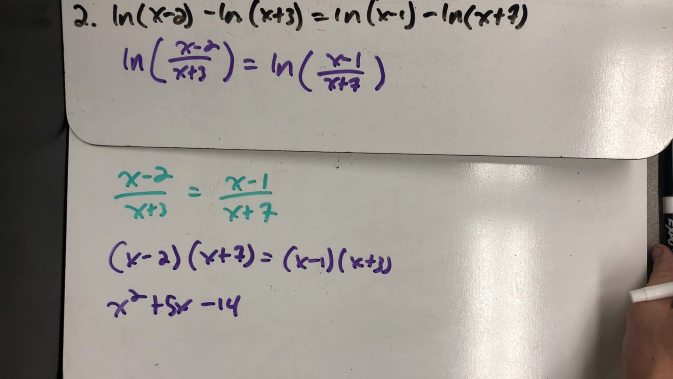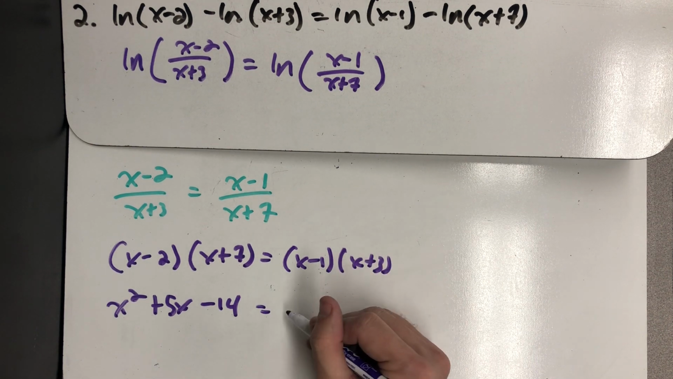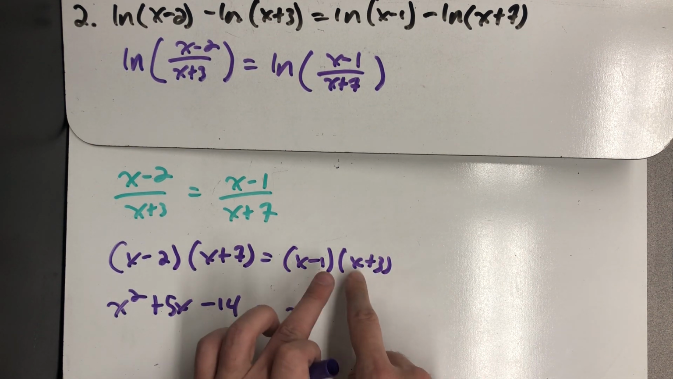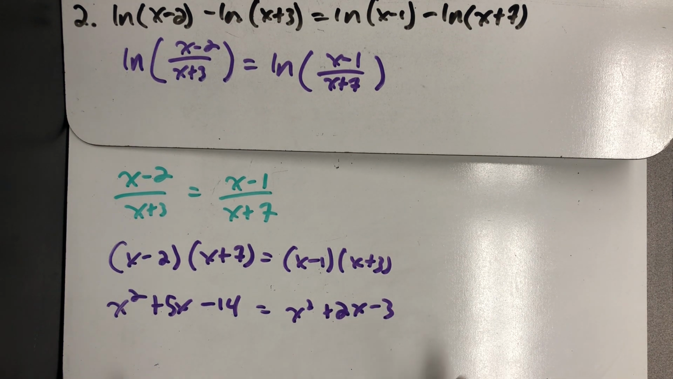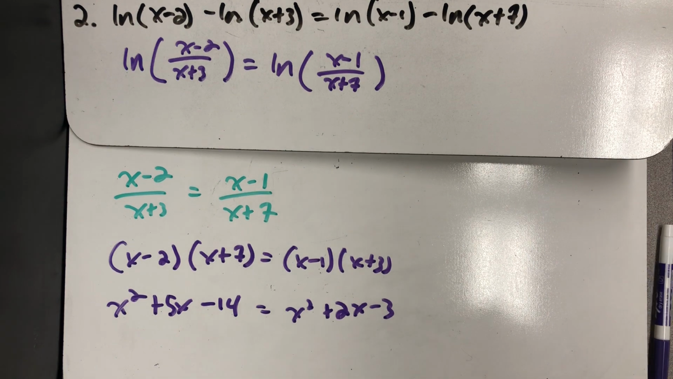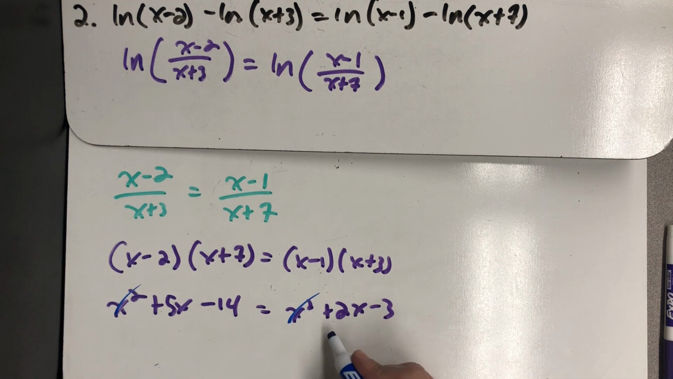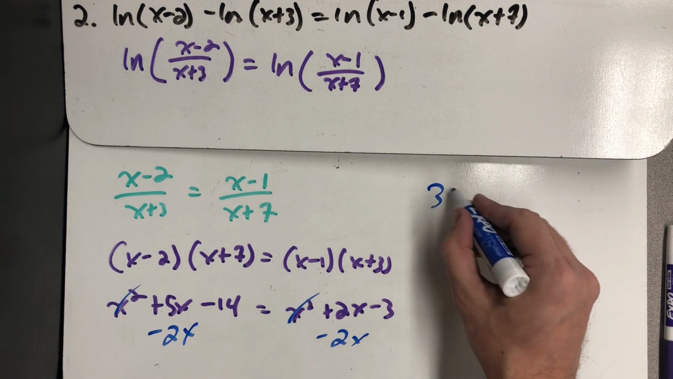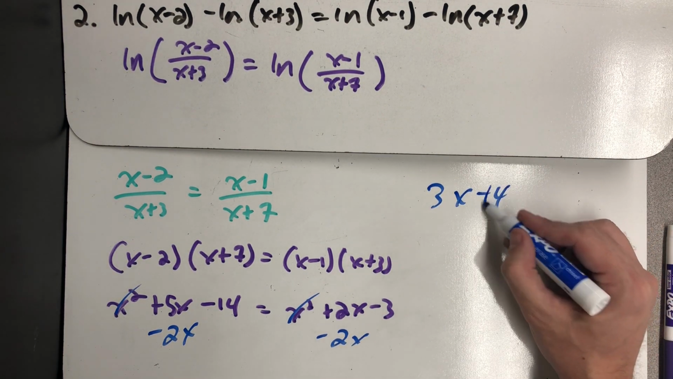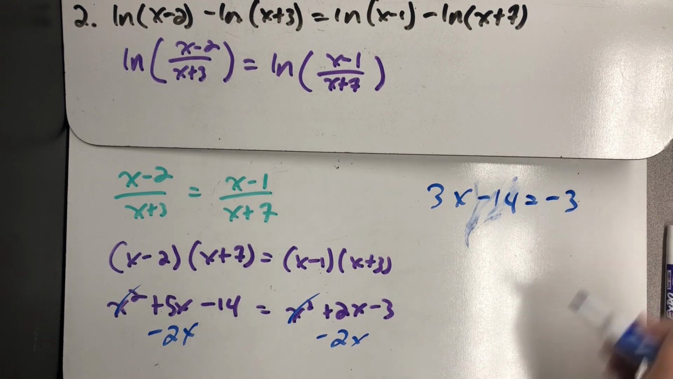All right, after we multiply this side out, we get x squared plus 5x minus 14. And on this side, we get x squared, and let's see, plus 3x minus x is plus 2x minus 3. Well, right now, this looks like a quadratic equation, so I need to get everything on one side. But when I subtract x squared from both sides, I find out those cancel. I can then take 2x away from both sides. And so I'd have 3x minus 14 is equal to minus 3.